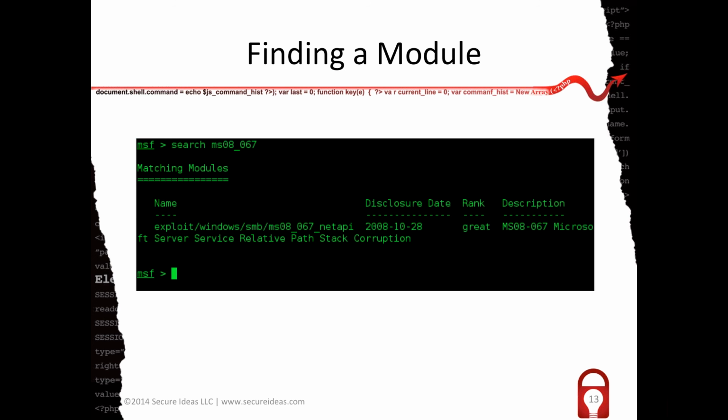And I can't remember what all the different rankings are. There's good, there's great, there's low. I can't remember what the others are, but basically it takes a couple of things into consideration. One of them is the reliability, and by that I mean how likely is it that this exploit will work and not just fail. And then the other is the potential impact on the victim system.